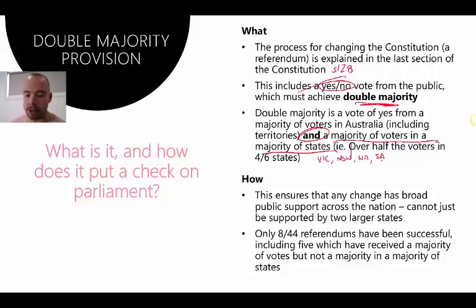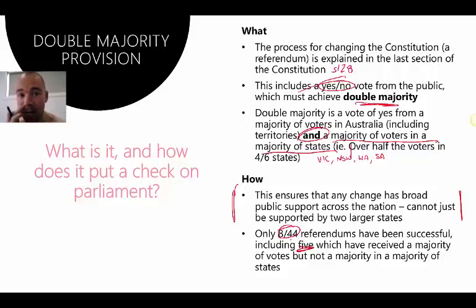Basically, it's just a restriction because it means that any change has to have broad public support. It cannot just be supported by 2 larger states. Everyone across Australia has to support it. And historically, it has proven really, really strong as a protection. So only 8 of 44 referendums have been successful. We've had 44 referendums since 1900 and only 8 of them have got over the line. And there's been 5 of those that didn't get over the line that actually got a majority of voters overall.